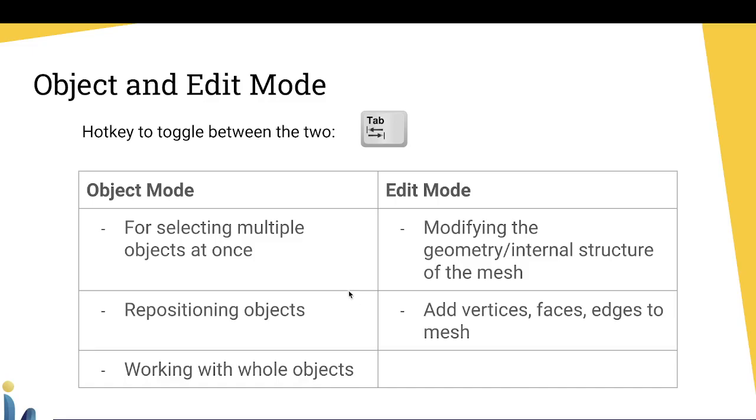Alright, object and edit mode. So these are two of the main modes that you'll be probably editing in. And the hotkey to toggle between the two is tab. It's very important to memorize.